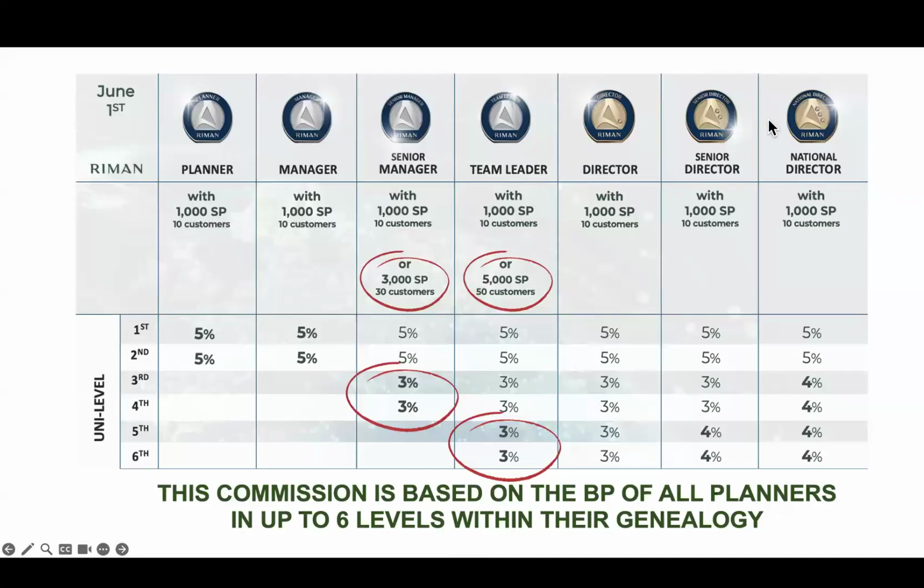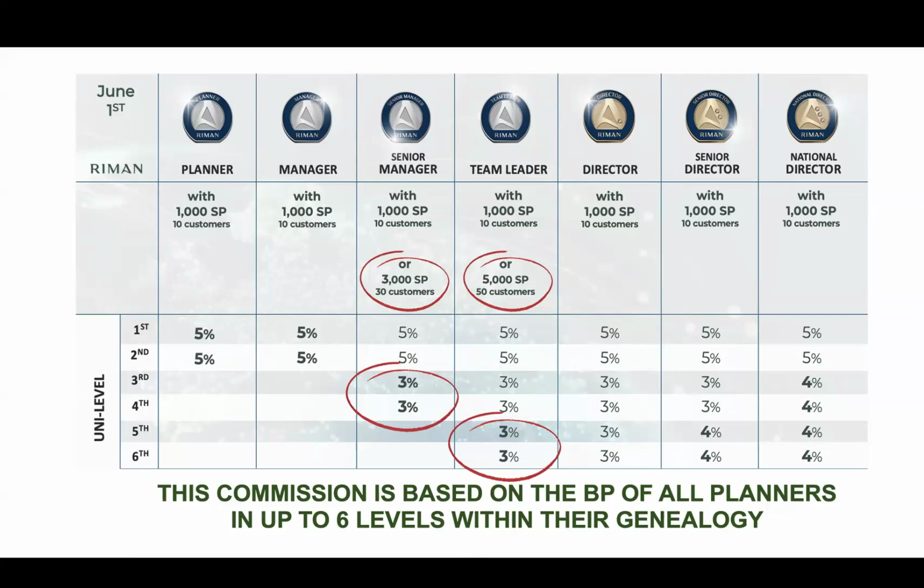Now, when you get to the prestigious director, senior director, national director, it's going to obviously automatically unlock 6 levels at 5-5-3-3-3-3, senior director 5-5-3-3-4-4, and national director 5-5-4-4-4-4. The money only gets bigger. This commission is based on the BP of all planners in up to 6 levels within their genealogy.